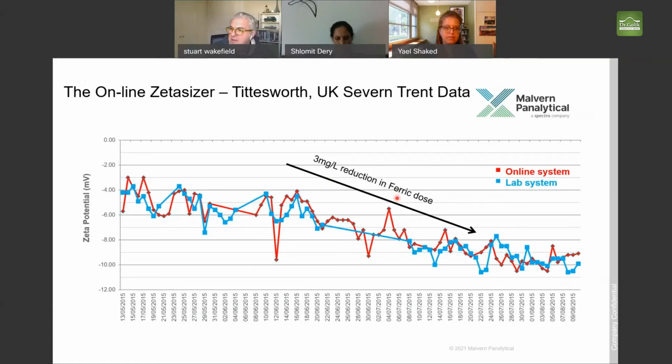Now you think 3 milligrams per liter, that's nothing. Don't forget, this is a typical plant that might be something like 160 million gallons a day. So it's an enormous throughput. So these chemicals start to add up quite quickly.